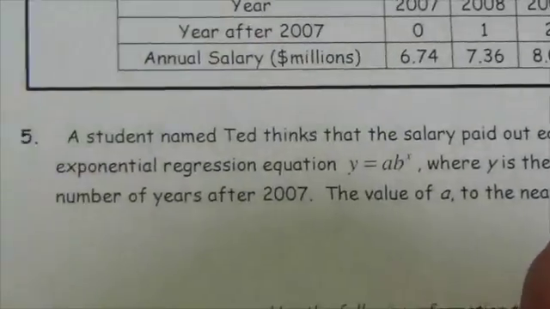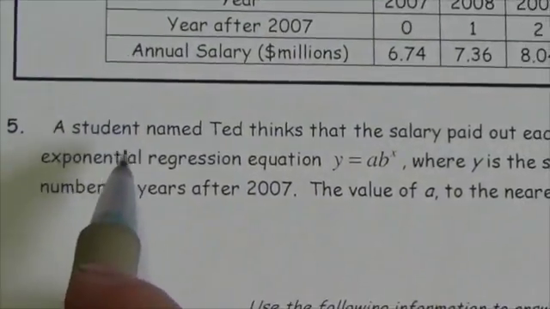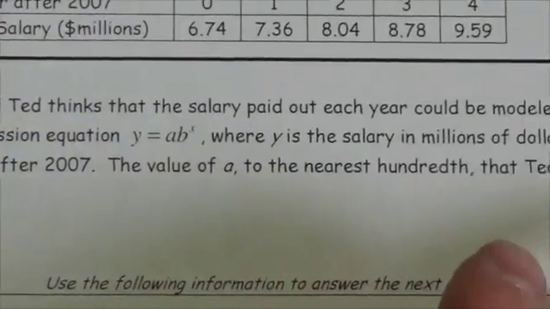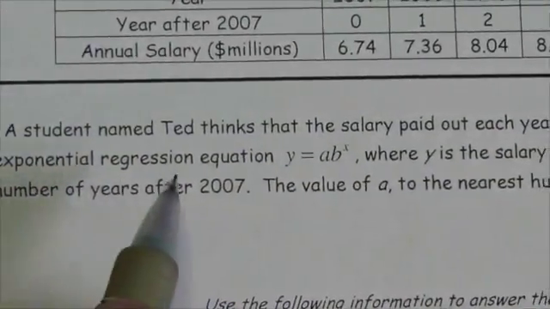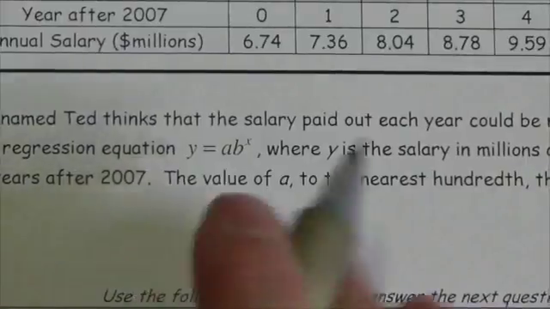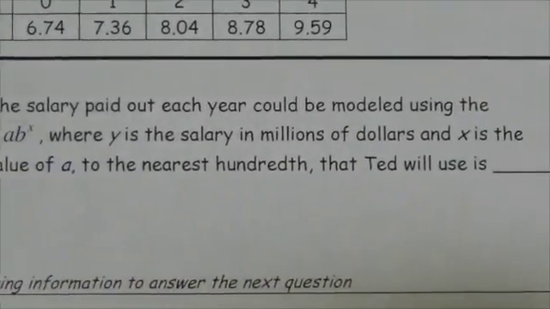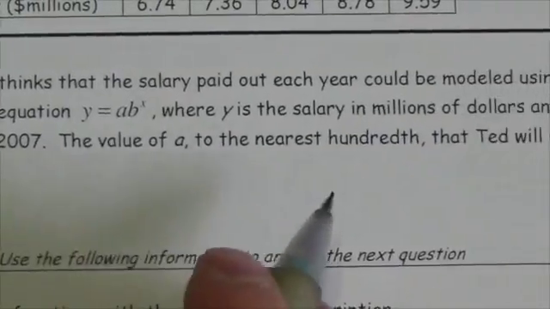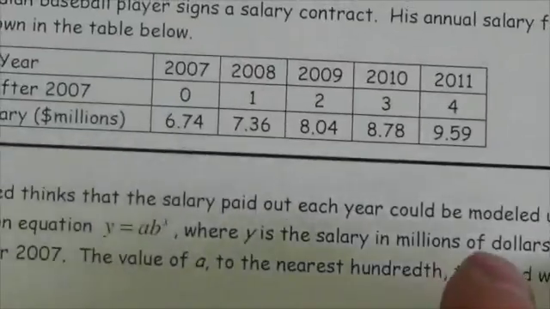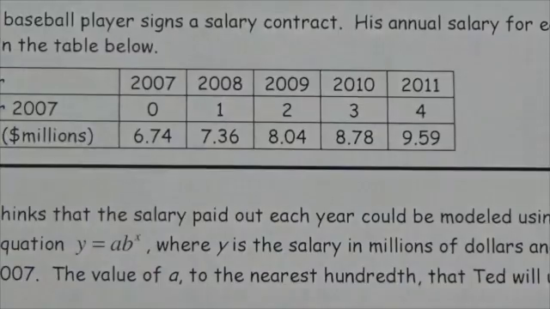Now the question says here that a student named Ted thinks that the salary paid out for each year could be modeled using an exponential regression equation, y equals a b to the x, where y is the salary in millions of dollars and x is the years after 2007. So what is the value of a to the nearest hundredth that Ted will use? So we just have to do an exponential regression here.